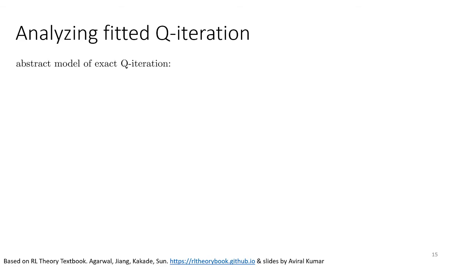Okay. So here is our abstract model of exact Q iteration. In exact Q iteration, at every iterate, we set Q_{k+1} to be equal to some operator T times Q_k. The operator T is going to be the Bellman optimality operator. So TQ is equal to R plus gamma times P times the max over a of Q.